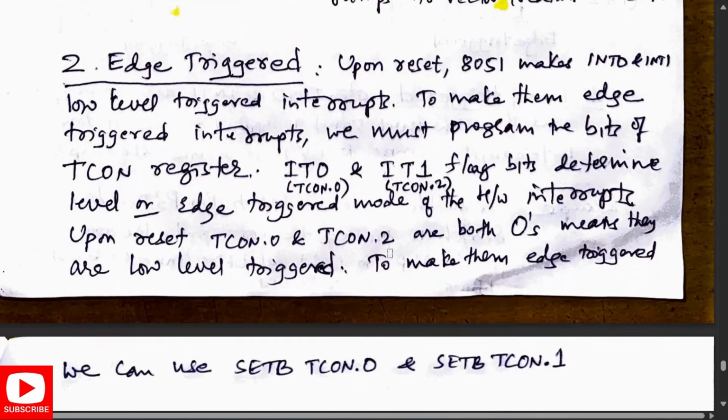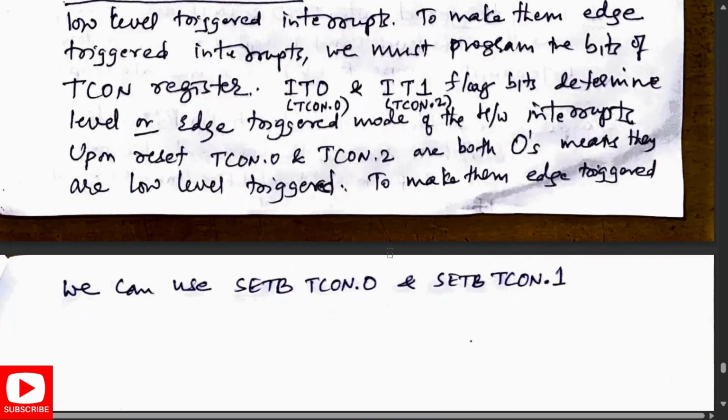Next, edge trigger. Upon reset, the 8051 makes INT0 and INT1 low level triggered. To make them edge triggered interrupts, we must program the bits of the TCON register. The IT0 and IT1 flag bits determine the level or edge triggered mode of the interrupts. Upon reset, TCON.0 and TCON.2 are both zeros, meaning they are low level triggered. To make them edge triggered, we can use SETB TCON.0 and SETB TCON.2.